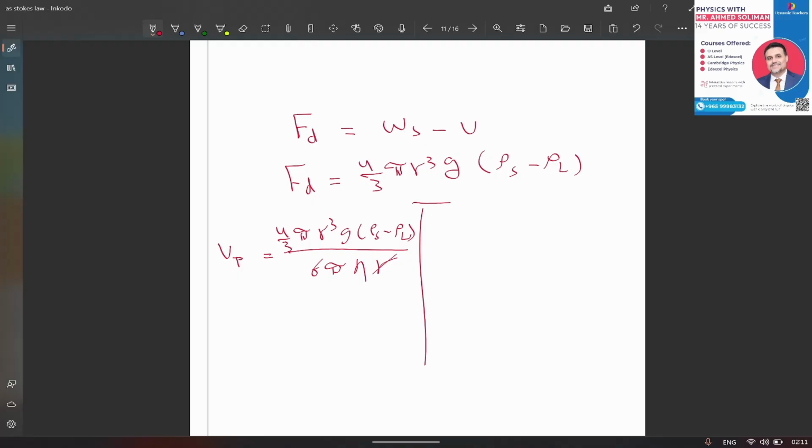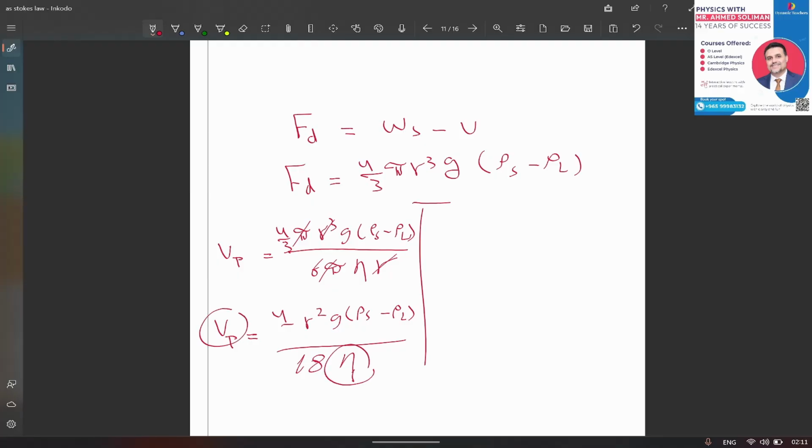We can cancel out r and pi, so it will give V terminal equals 4 over 3 r squared g (rho s minus rho l) over what? Over 6. So I can cancel out 3, and 3 multiplied by 6 equals 18 eta. So this is why we said inversely proportional.